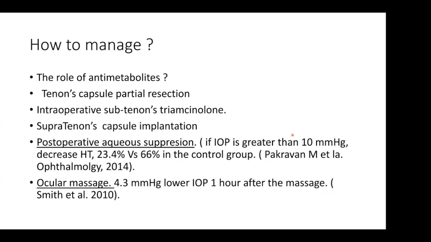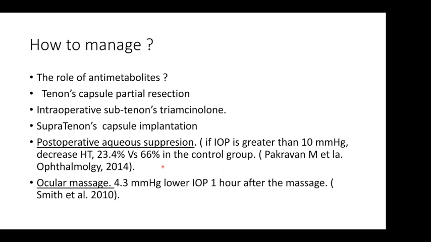If the pressure is greater than 10, so the pressure is not low, we prescribe the patients a combination of beta blocker and topical carbonic anhydrase inhibitors. This is expected to reduce the amount of aqueous going through the implant with its inflammatory cytokines, so the periplate capsule is expected not to have a lot of scarring around it. It reduced this hypertensive phase to 23% versus 66% in those who are not using the medication.